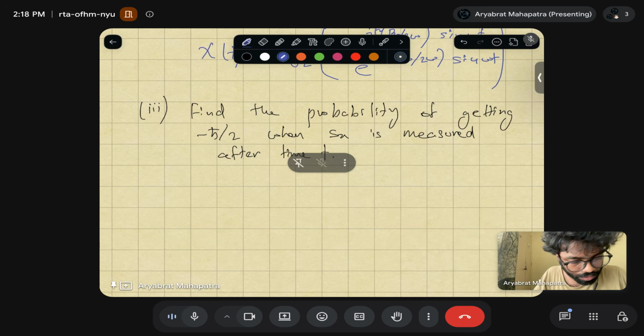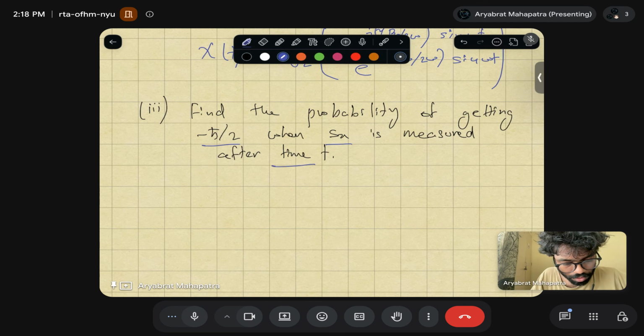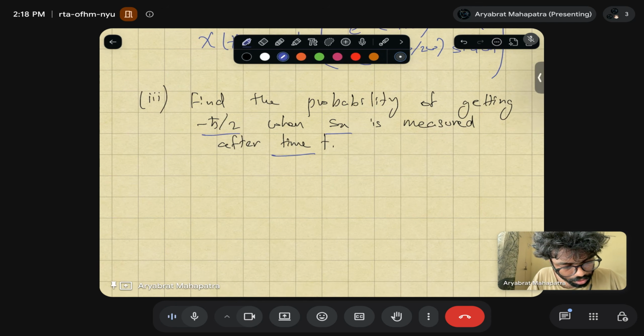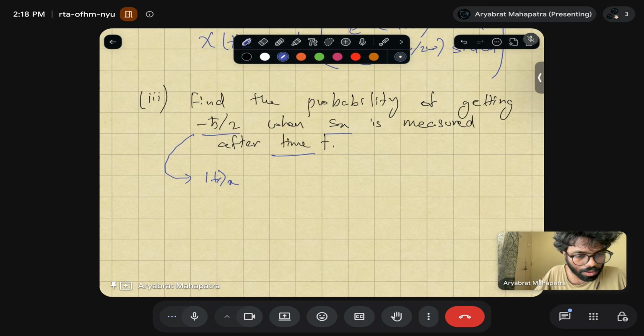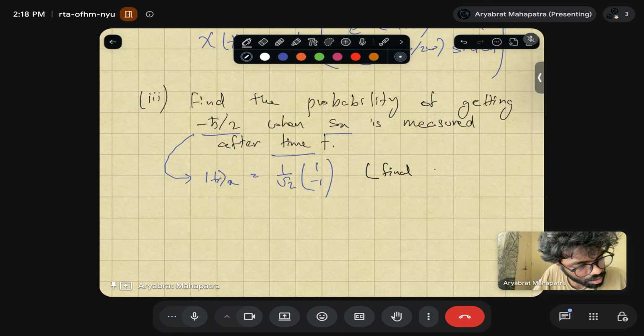okay, so finally we have this question. Find the probability of getting minus h bar by 2 when Sx is measured after time t. Again, minus h bar by 2 corresponds to the spin down state in the x basis, because we are doing this whole thing in the Sx basis. So this is the final state.